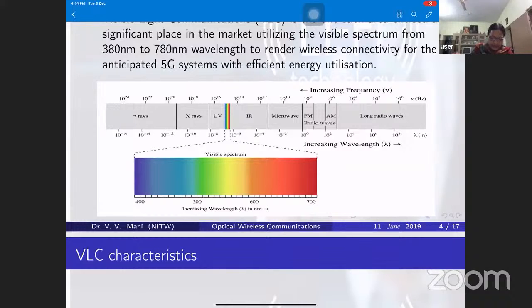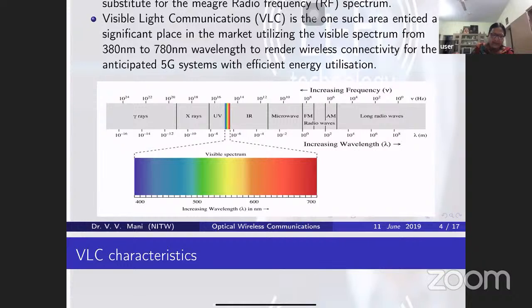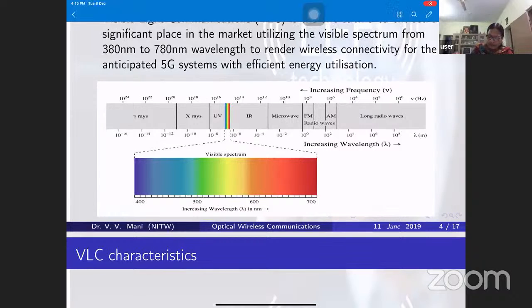Then what is the next band? The next band is the visible light spectrum, right? This is blue, green and red, the visible light spectrum. We have not used this one for communication, but the rest we have already used for communication. Infrared we are already using, microwave we are using, FM/AM we are using, long radio waves also we are using.